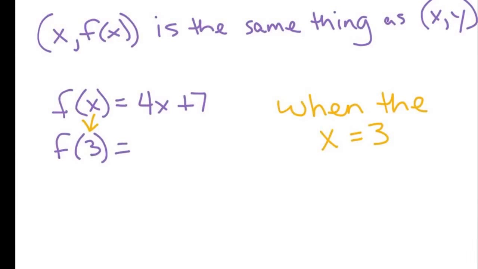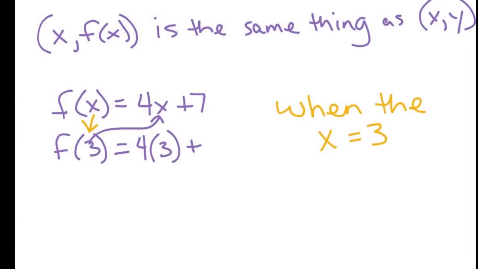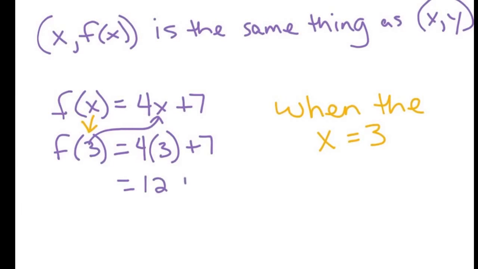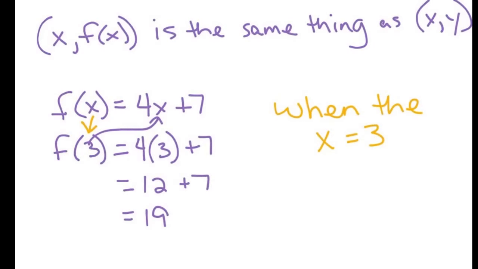I am going to plug a 3 in everywhere there's an x in the equation. I have all numbers now, so I'm going to follow my order of operations and simplify. 4 times 3 is 12, plus 7. 12 plus 7 is 19. Now, we've simplified to 19.